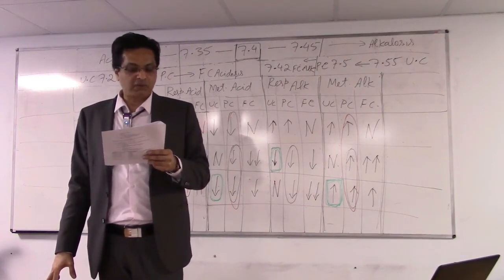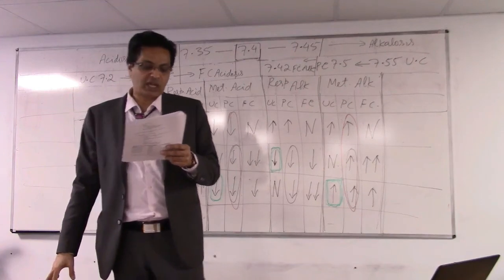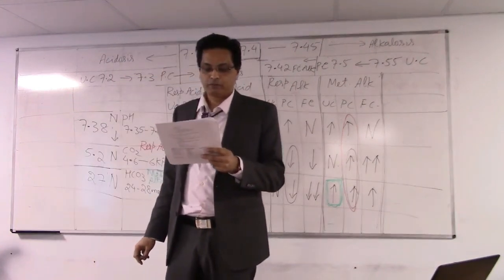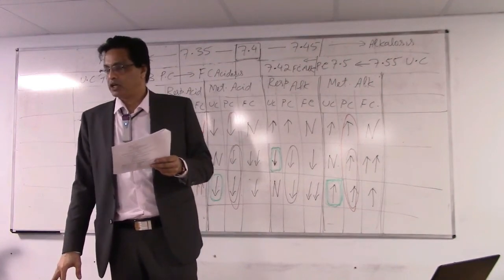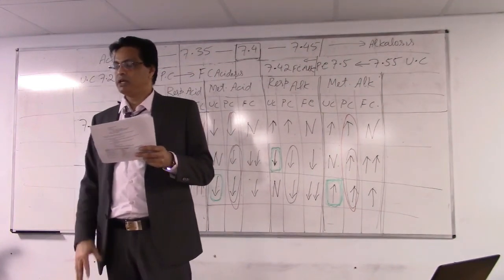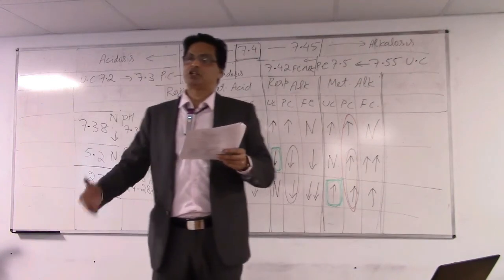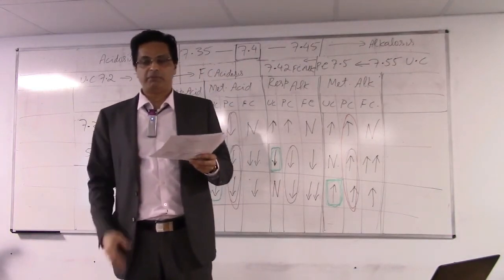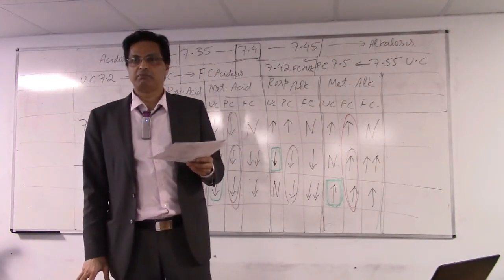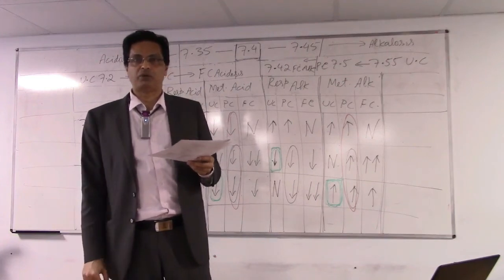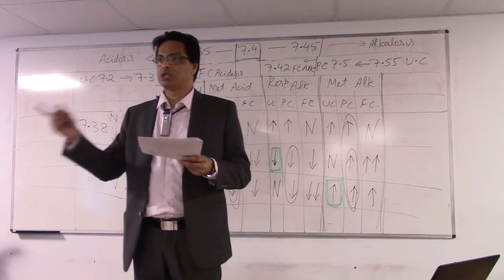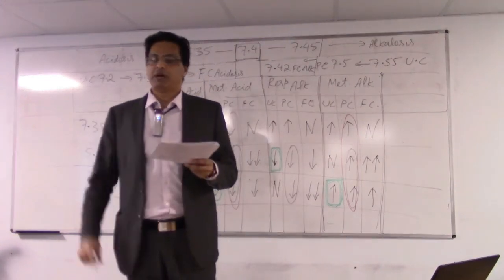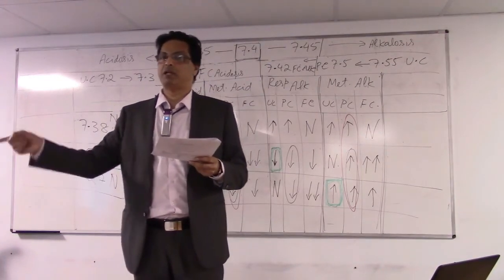A young child of 3 years old has presented with vomiting for 3 days. On examination, the child is mildly to moderately dehydrated. What is the ABG profile likely to show? Vomiting means, what are you expecting? Alkalosis. Which alkalosis? Metabolic alkalosis. Metabolic alkalosis, pH will be high. Metabolic means bicarbonate. What happens to bicarbonate? It will be high. pH will be high, bicarbonate will be high.